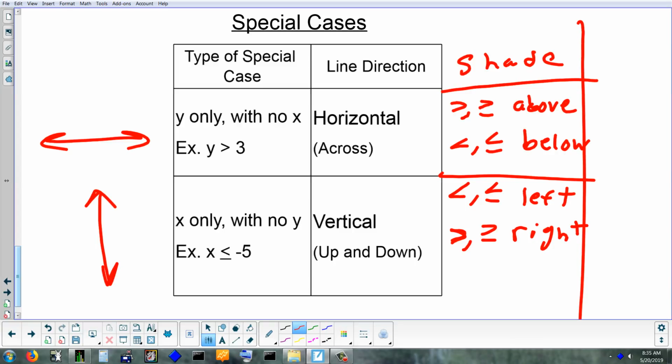Okay, so as long as we know how to graph it, make it solid or dotted, shade above and below, that's pretty much all we need to know. Okay, so now we'll just look at a few examples.